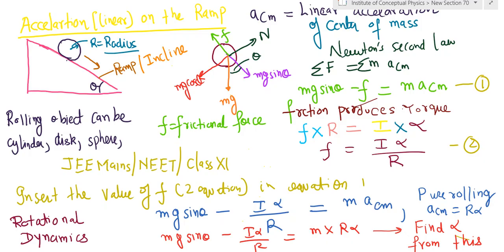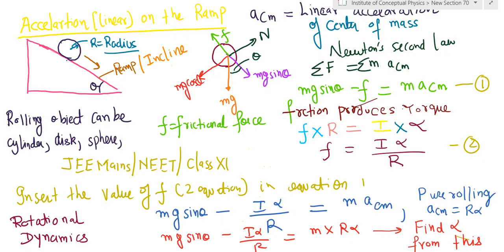Now you can substitute the value of friction in equation number 1, and you can see at the bottom the substitution where the value of friction has been inserted in Newton's second law. With the help of this, you can find alpha, which is the angular acceleration of this round body, which is coming down the plane.